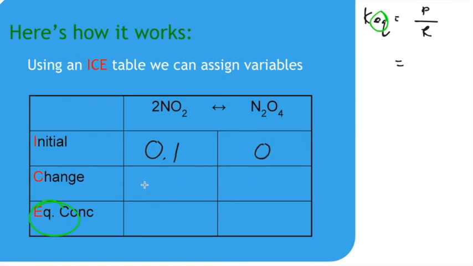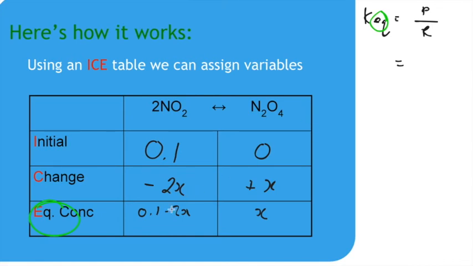The change is going to be a minus 2x magnitude, and that's because every 2 moles of this that are used up, 1 mole of product is produced. So we're going to lose 2 moles here to gain 1 mole over there. Hence the equilibrium concentration is going to be 0.1 minus 2x. Equilibrium concentration here will be 0 plus x. We'll just leave that as being x.